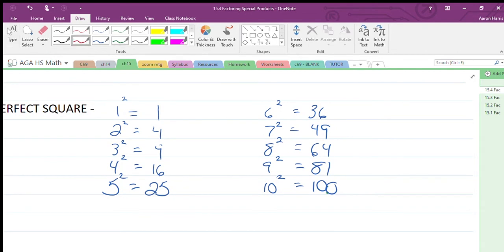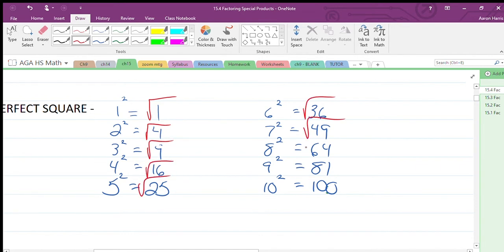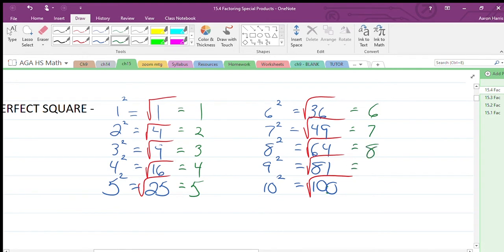Why? Because if I take the square root of each one of these numbers, you will notice that I will get a whole number, and that whole number, you guessed it, is the number we started with. So the square root of 1 is 1. The square root of 4 is what? 2. Square root of 9 is 3. Square root of 16 is 4. Square root of 25 is 5. Square root of 36 is 6. Square root of 49 is 7. Square root of 64 is 8. Square root of 81 is 9. And square root of 100 is 10.